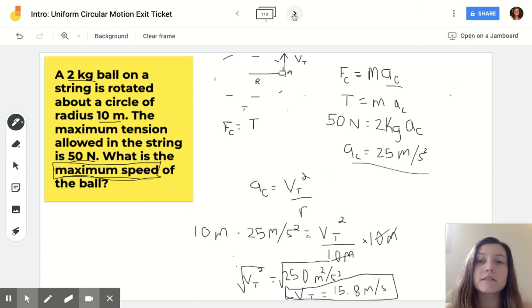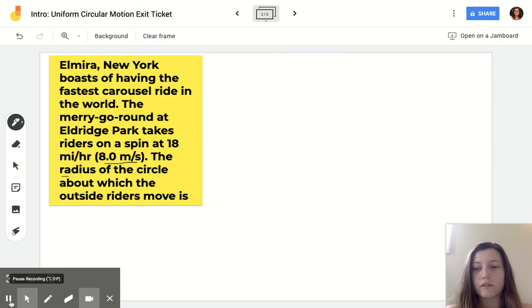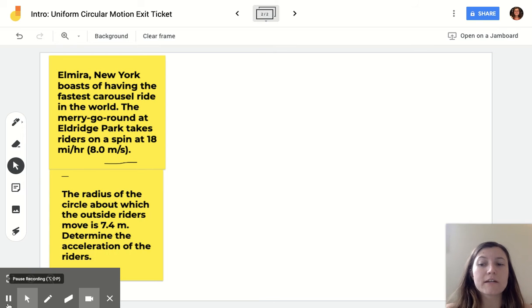Okay, so the second question on that form is fairly similar, except in this case, they gave us the tangential speed. And technically, we need to find, oh, the question got cut off, hold on. There we go, that's better.